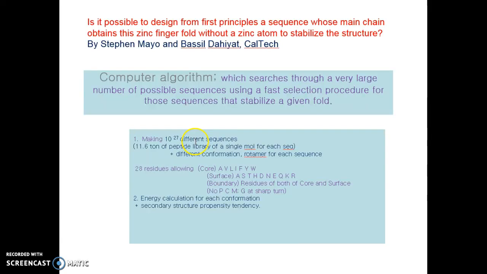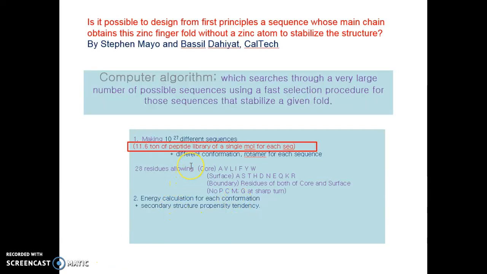For each sequence, they used several different conformations. For each, they calculated the energy for non-covalent interactions. Plus, they used some values of secondary structure propensity.